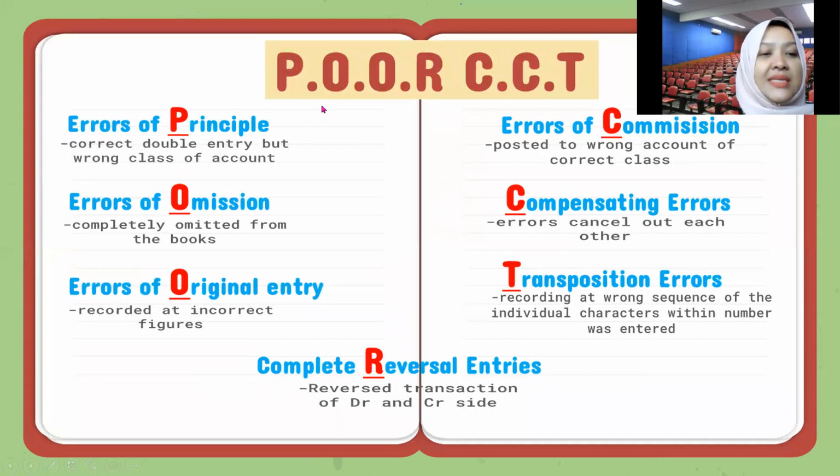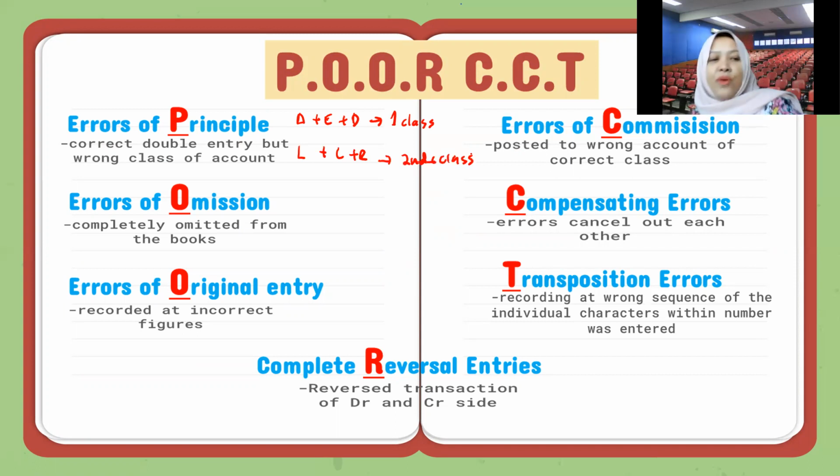So your first class means that you have asset, expenses, and drawing. This is class number 1. Then you have another class, which is liability, capital, and revenue. This is class number 2, the second class. So you have wrong class, meaning that you put it in the wrong accounts but at a different class.